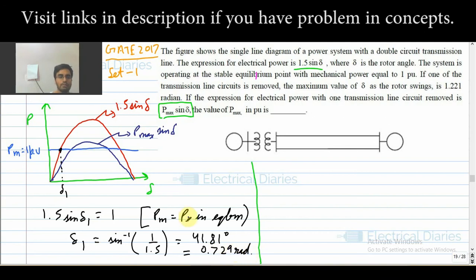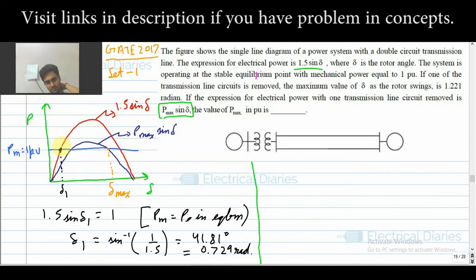Okay, so this one thing is clear to me. Now your line is removed, so your whole system will follow this characteristic, this dark blue one. Now he is saying that when the system comes to this line, the maximum oscillation, the maximum delta it reaches is, see, maximum delta is this angle. You can visit the links in the description if you are having some problem in this concept. Your delta max will be this. Now for this we have to find the value of P max.